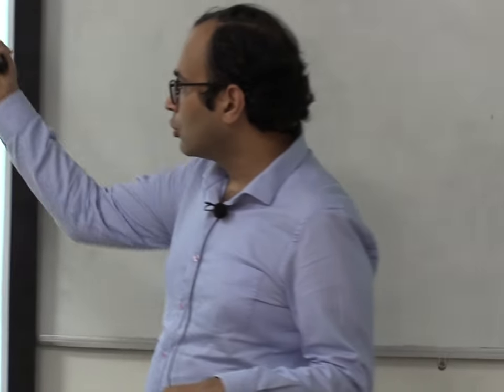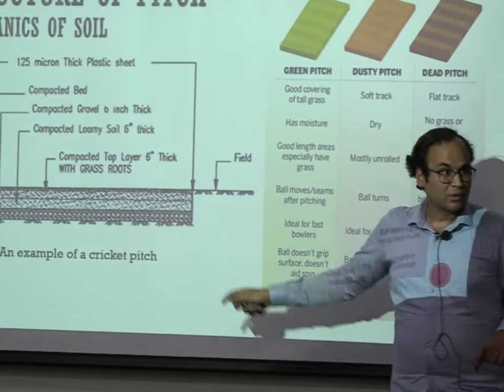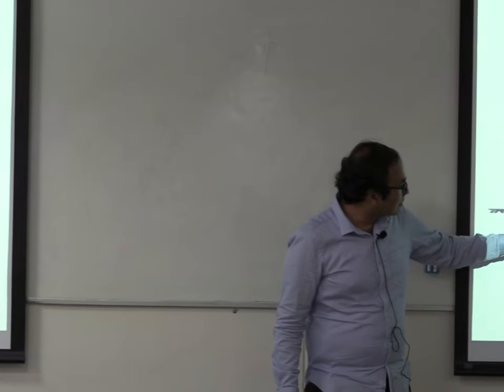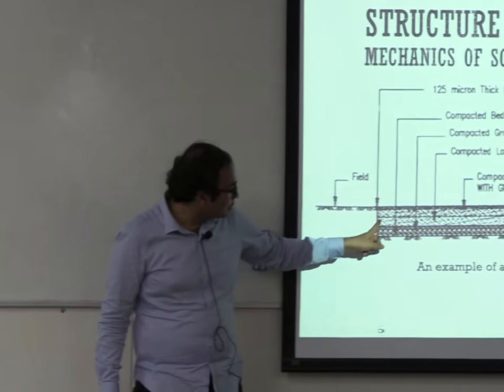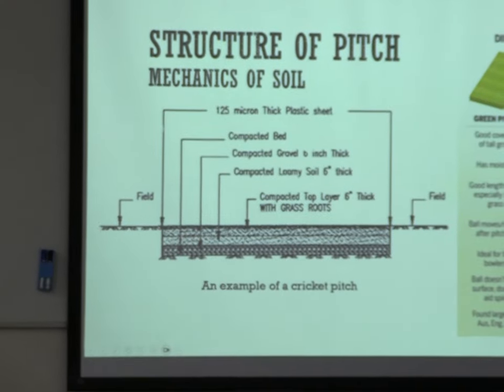125 micron thick plastic sheets on the two extreme ends. Okay, can you see that? Yes, sir. Two extreme ends. The reason for putting that plastic sheet is so that no moisture from this part of the soil goes into this. This part of the soil should not allow the moisture to go to the other side. So that is why you put two plastic sheets. That is how you are able to preserve your pitch.